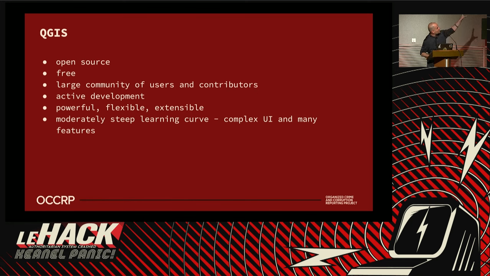Okay. So for starters, why are we using QGIS? Open source, free, has a very large community of users and contributors, which is really nice. It's very actively developed. It's powerful, flexible, and extensible. It uses the GDAL set of tools that are written in C, and they're the standard tools used in geographic processing on all systems. A lot of the scripts built on top of it are written in Python.